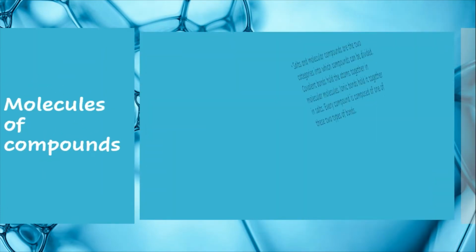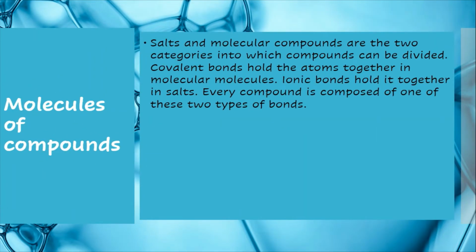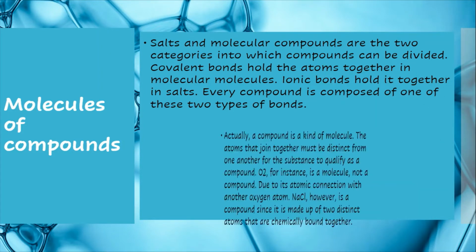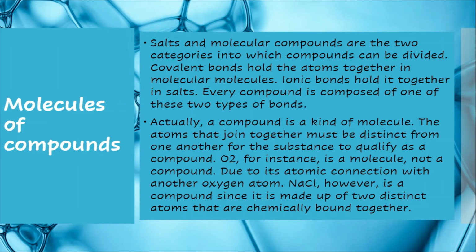Molecules of compounds. Salts and molecular compounds are the two categories into which compounds can be divided. Covalent bonds hold the atoms together in molecular compounds. Ionic bonds hold them together in salt. Every compound is composed of one of these two types of bonds.